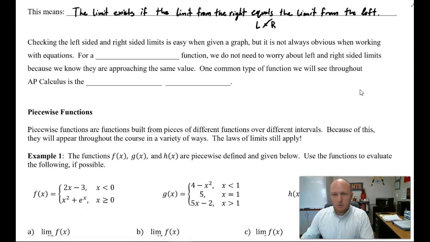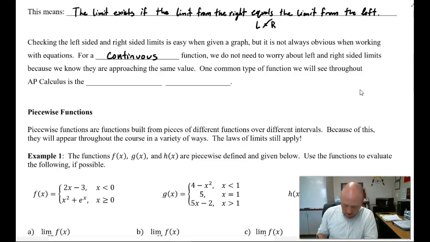Checking the left and right side limits is easy when given a graph because we can visually see it, but it's not always obvious when working with equations or in analytical form. And for a continuous function, if I have nothing breaking up the function at a certain point, we do not need to worry about the left and right side limits because they're approaching the same value. We'll see this down below, but those are very easy to solve analytically.